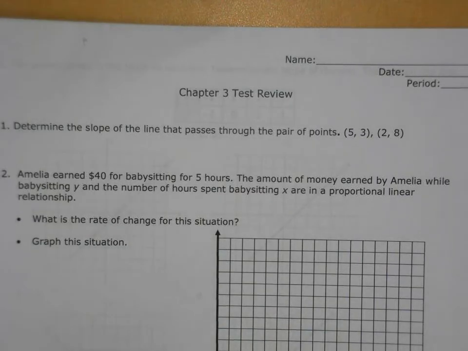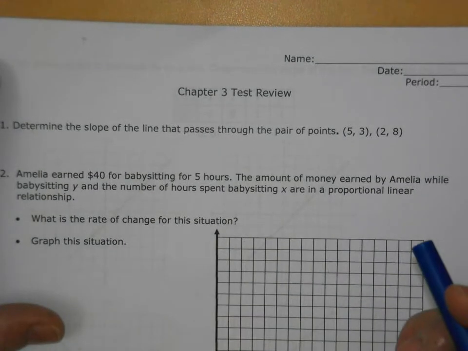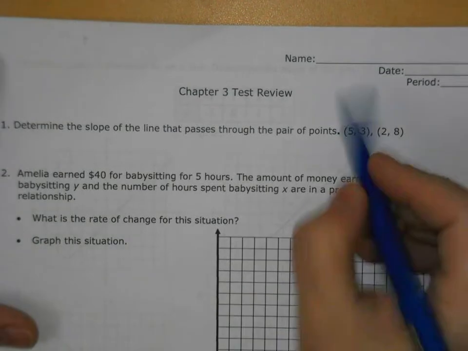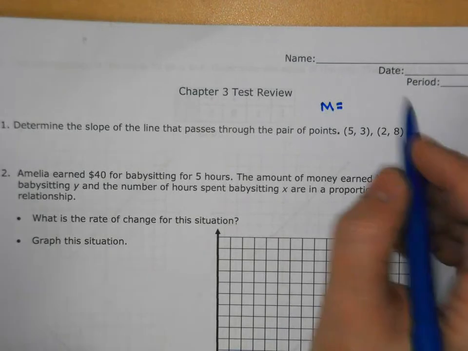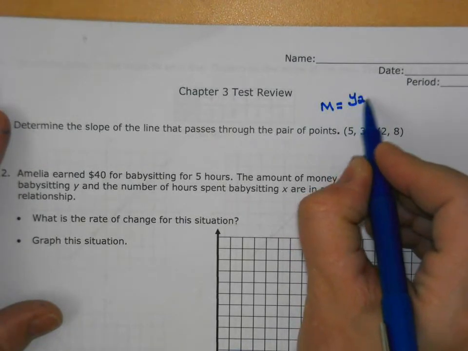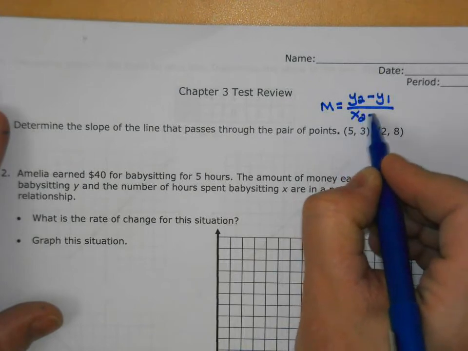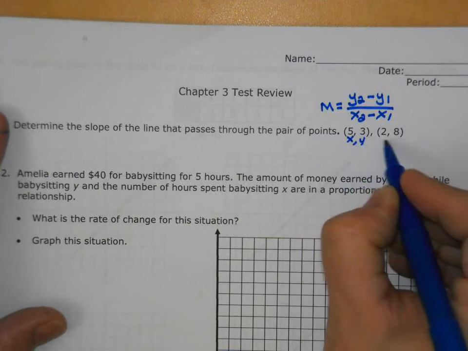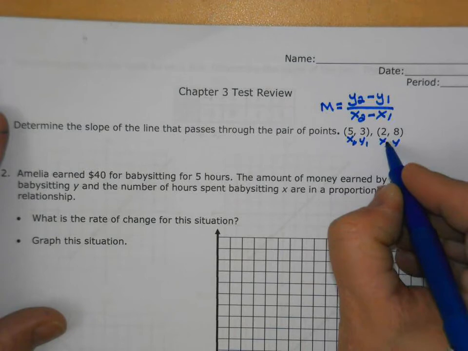Okay, here's the review for the Chapter 3 test. For the first question, it says determine the slope of a line that passes through the pair of points. The equation for slope of the line is your slope equals your second y minus your first over your second x minus your first. So you should label these both x and y. And this I'm going to use as 1, this I'm going to use as 2.